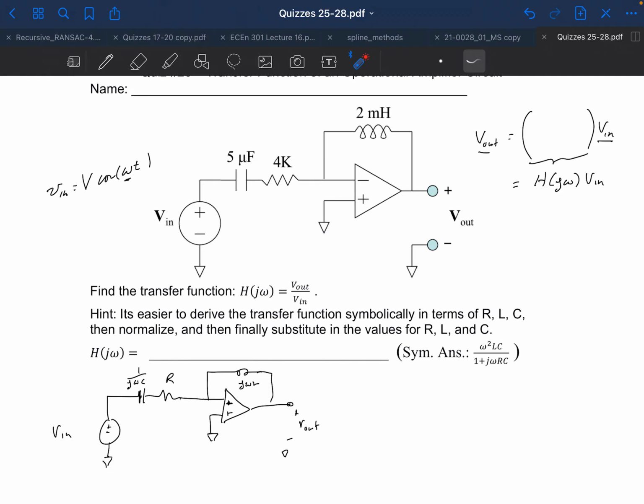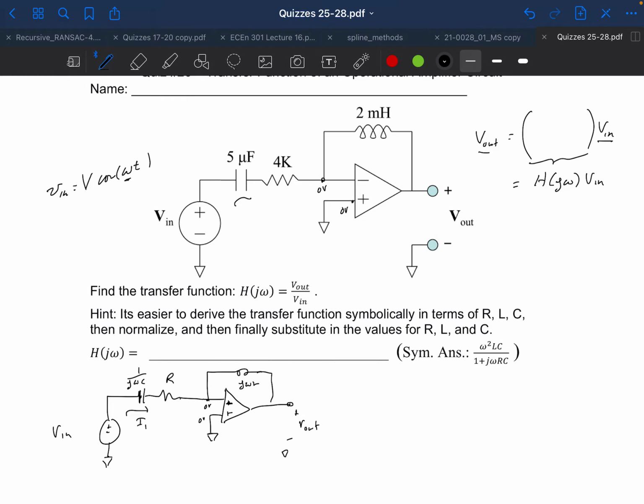The one thing we know is when this is in feedback configuration, these two voltages are the same. And with an op amp, we always know the current into the inputs is 0. Since this voltage is 0 volts, this is going to be 0 volts. So we come down here, this is 0 volts, this is 0 volts. The current in the phasor domain, let's call this I1.